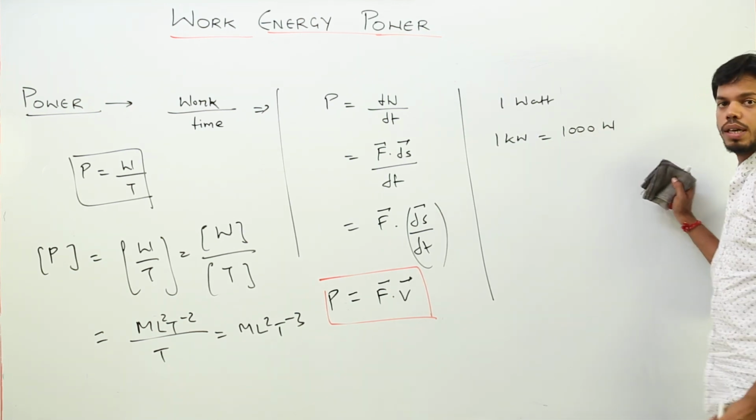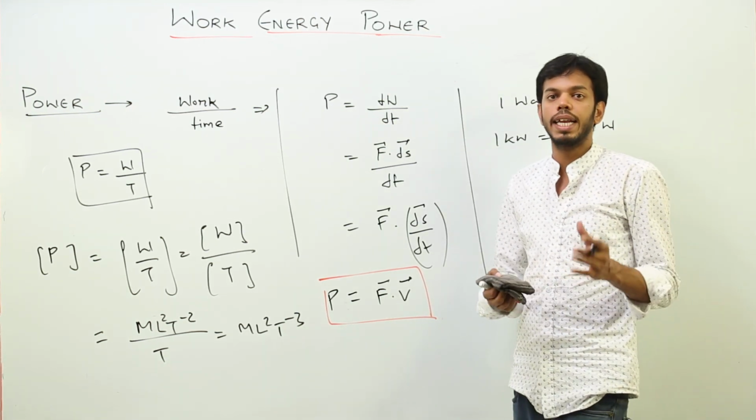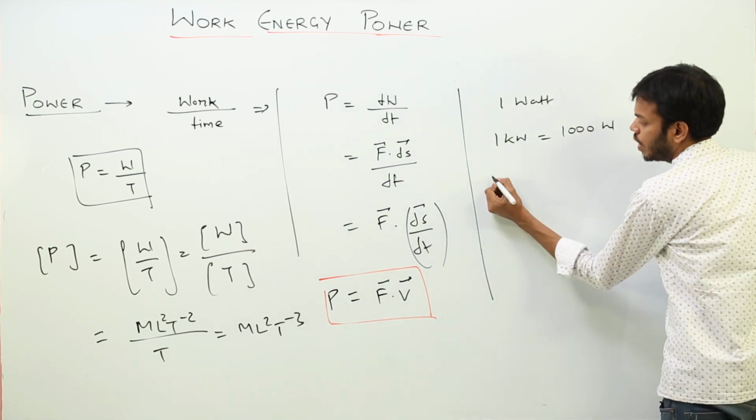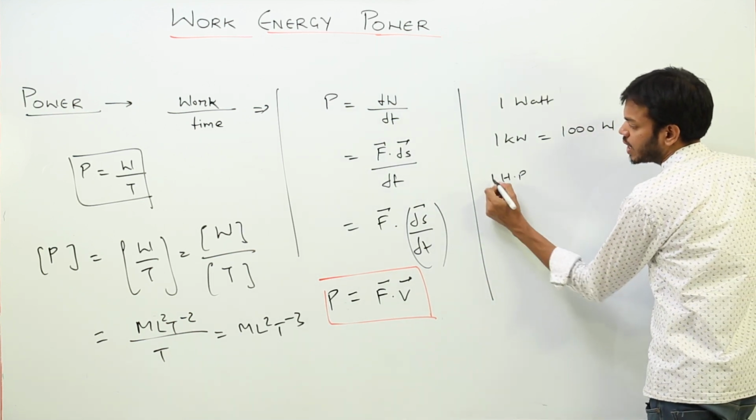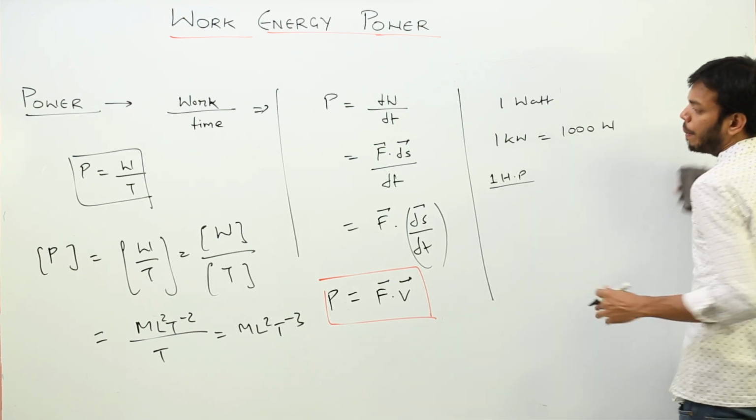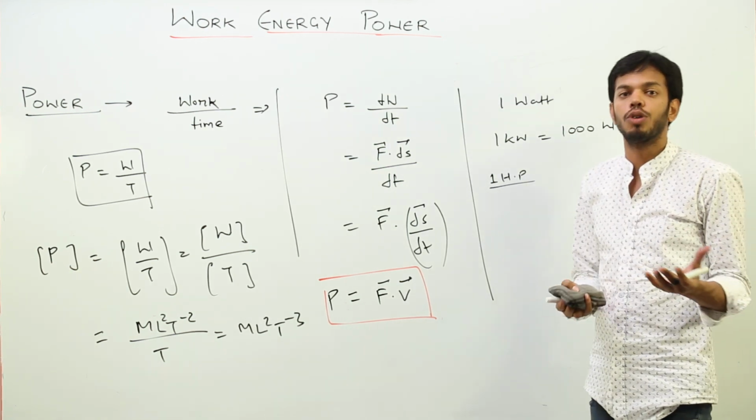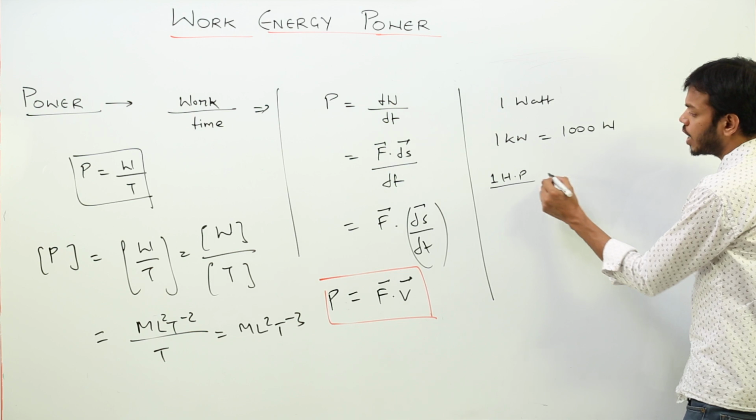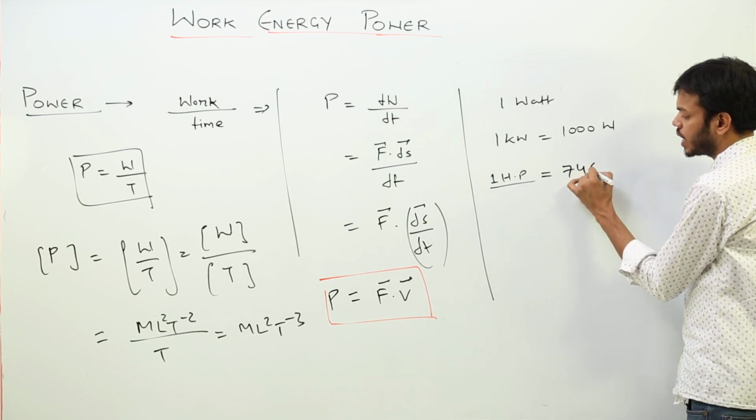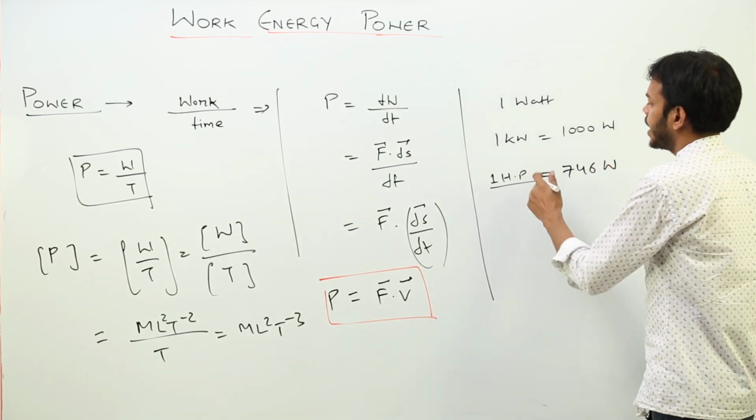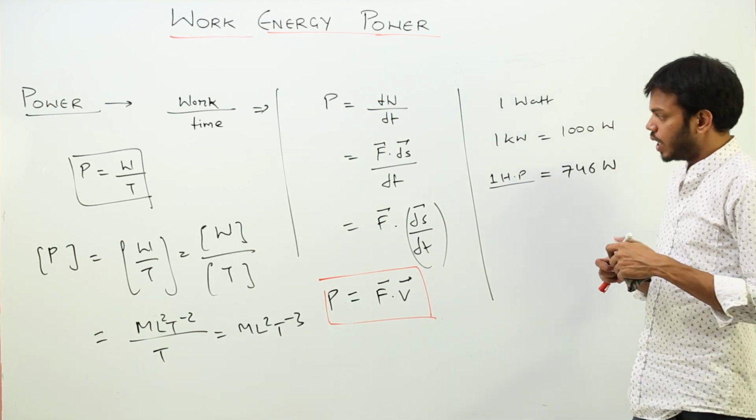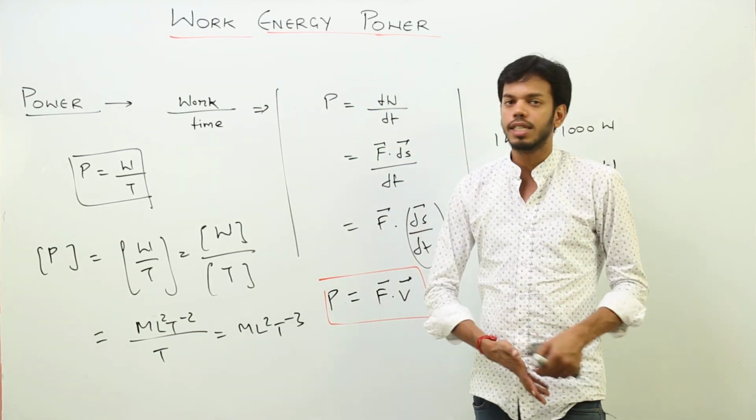There is another mechanical unit of power, that is called 1 horsepower or HP. This is a term which we usually come across by looking at the configuration of a vehicle or motorcycle or car, right? So 1 horsepower is defined as 746 watts. This is another bigger value of power. So this is all the basic things involved with power.